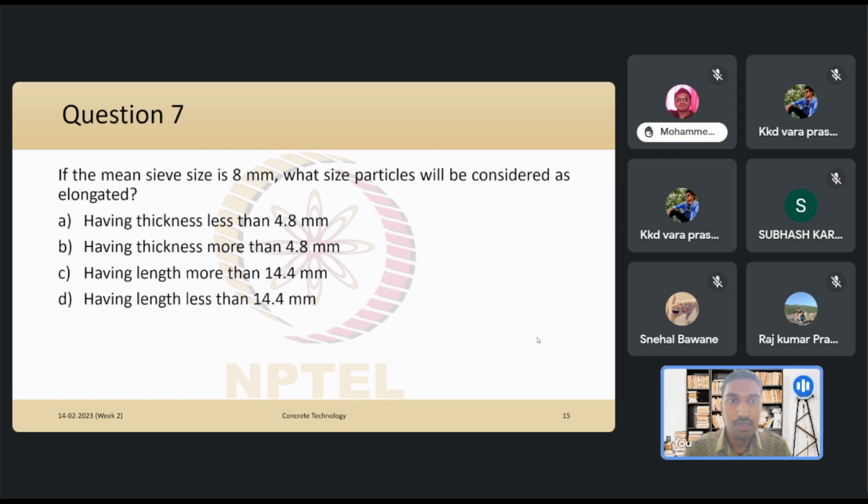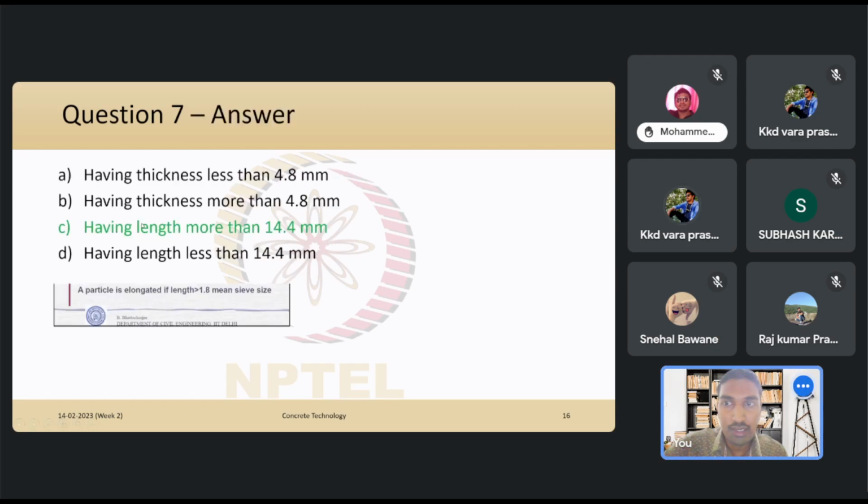Okay, so we have two answers so far, one for option B, one for option C. Any more answers before we move on? Okay, so let's take a look at the correct option now. The right option is option C, having a length more than 14.4 mm.